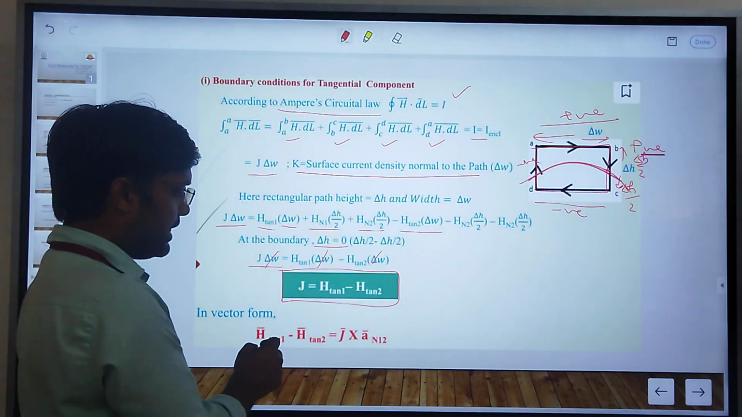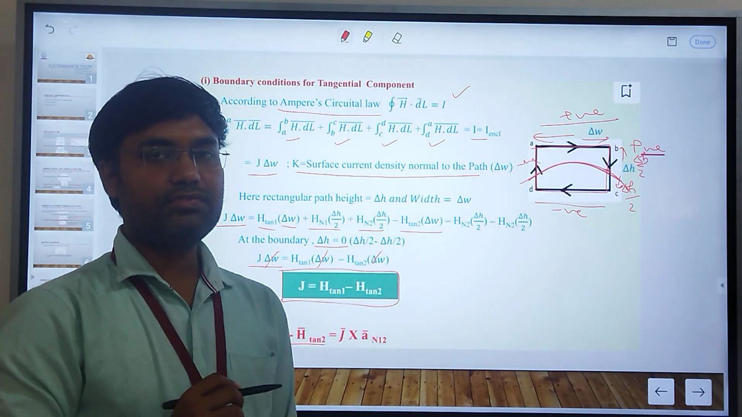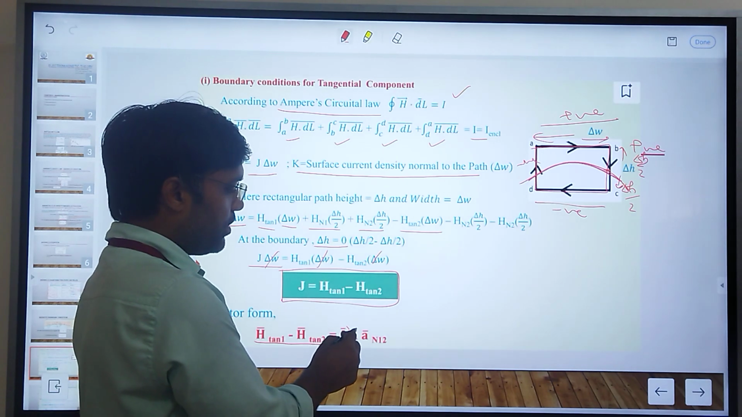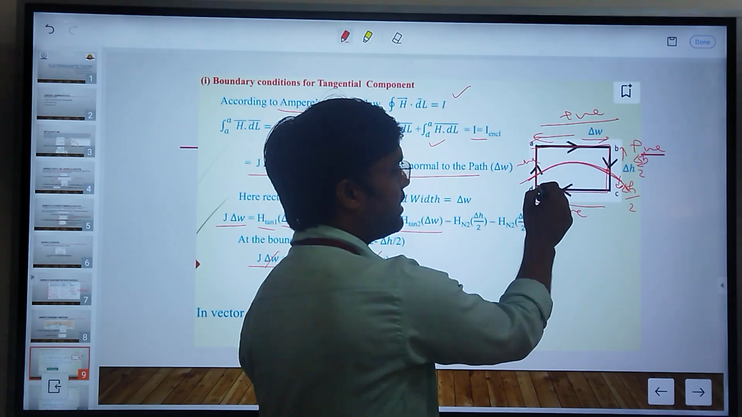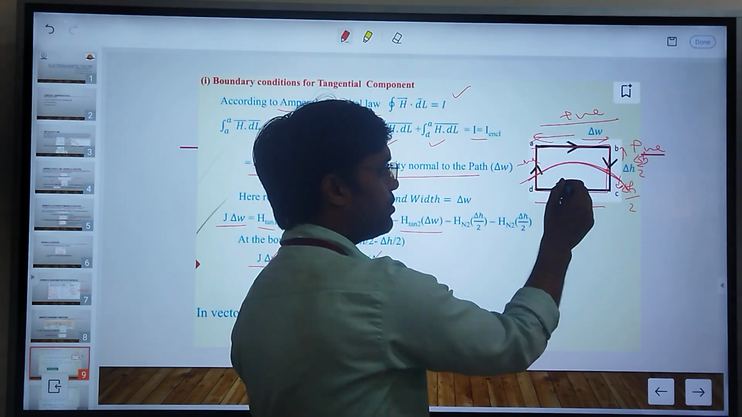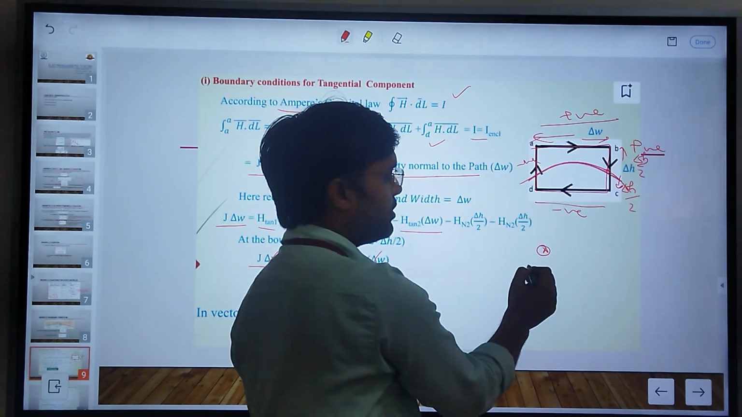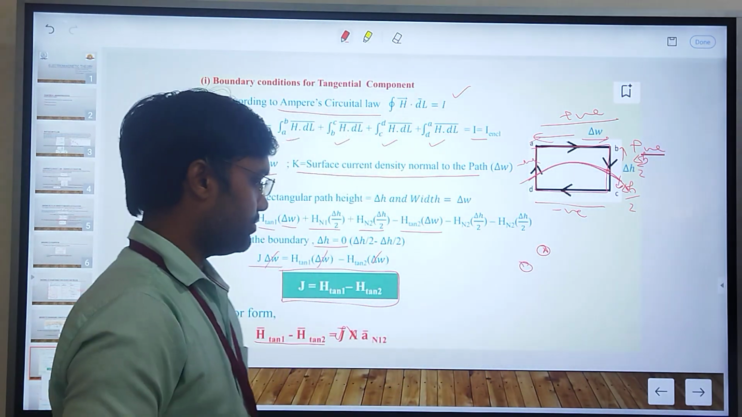In vector form we can write it as the subtraction of the tangential components of magnetic field intensity of first and second medium, and this is equal to the current density normal to the area. This means that if this is the current carrying conductor, the H can be found normal to that area. So this can be represented by a cross for inward and a dot for outward.